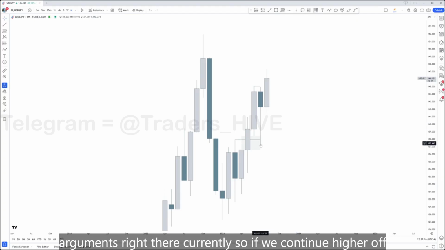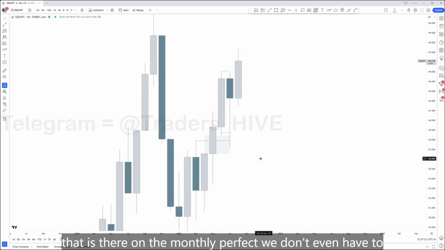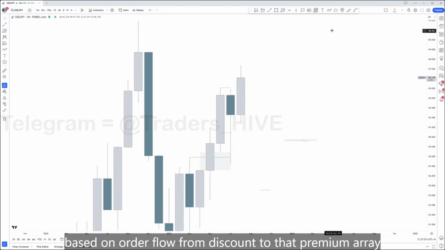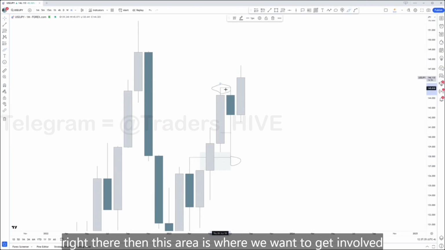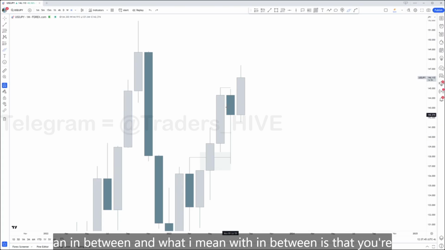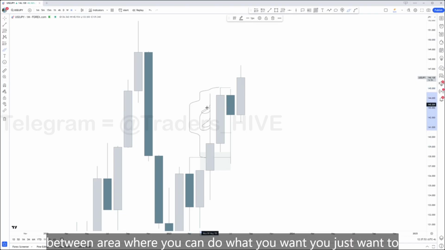So if we continue higher off of this discount array, because it's the only discount array on the monthly, perfect. We don't even have to choose. Right here, we have the fair value gap and the order block. Perfect, we don't even have to choose. When we're moving based on order flow from discount to that premium array right there, this area is where we want to get involved. Everything that is in between, I always see as an in-between area. What I mean is that you're in between this high and that area right there. That in-between area is where you can do what you want.